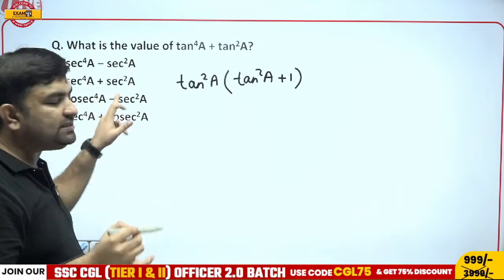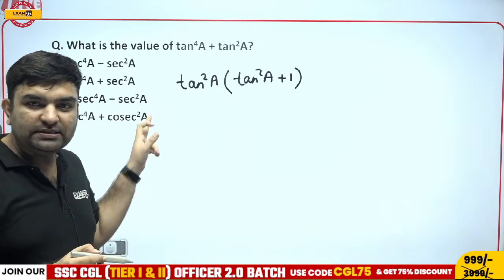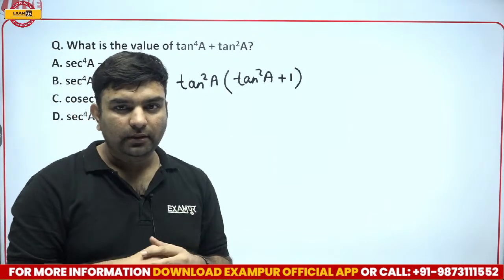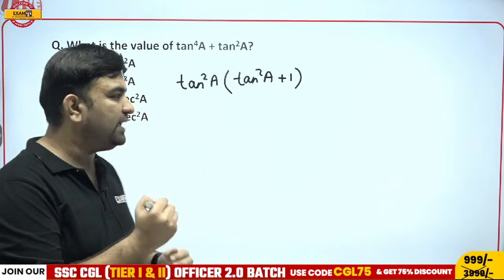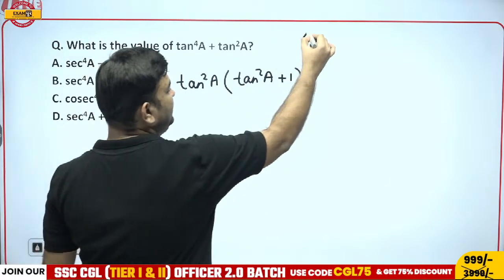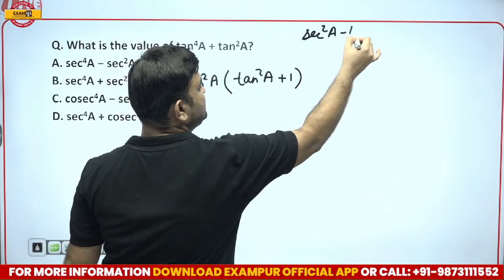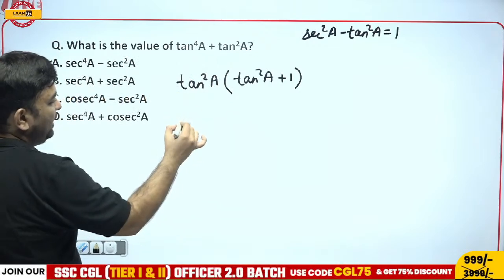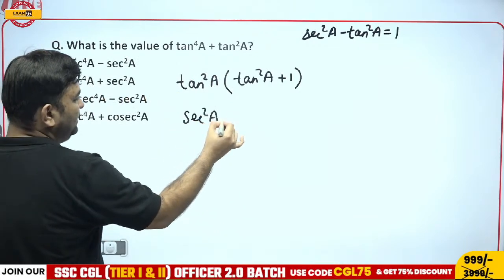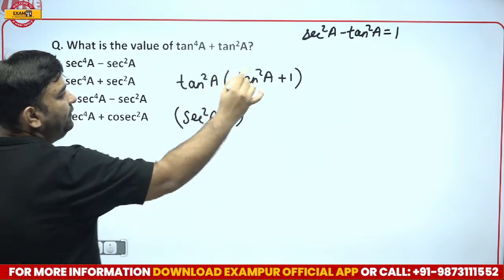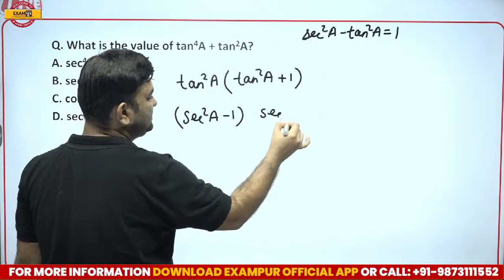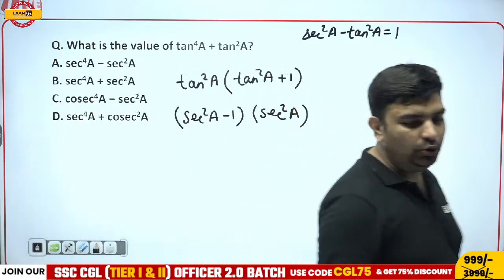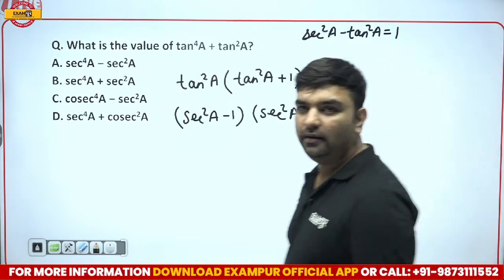Now, the options are in sec. You know there is an identity between tan and sec. So what is the identity? Sec square a minus tan square a is equal to 1. So tan square a can be written as sec square a minus 1, and 1 plus tan square a can be written as sec square a. Is it absolutely clear what I just said?